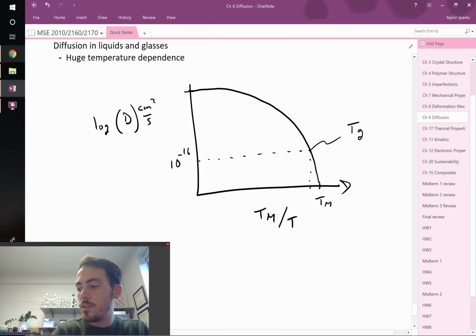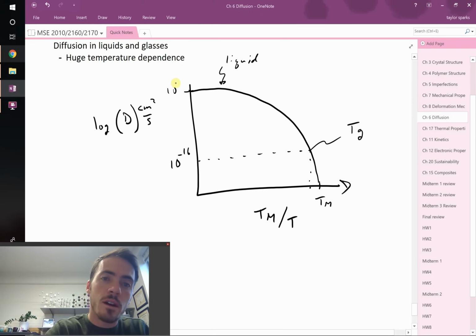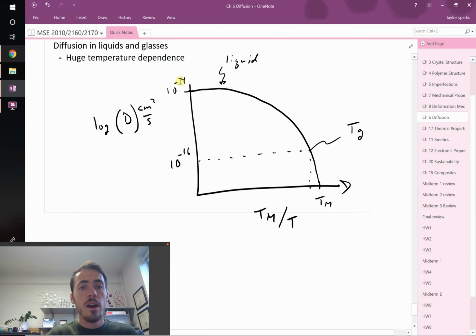But as you heat it up to where now it's a liquid and it's flowing, this could be as high as 10 to the minus 4. So 12 orders of magnitude, just massive, right? And this value, that's really, really fast. So ions, molecules, atoms, everything diffuses in a liquid much, much faster than in a solid, obviously. Okay, that's diffusion. Next chapter will be on thermal properties.